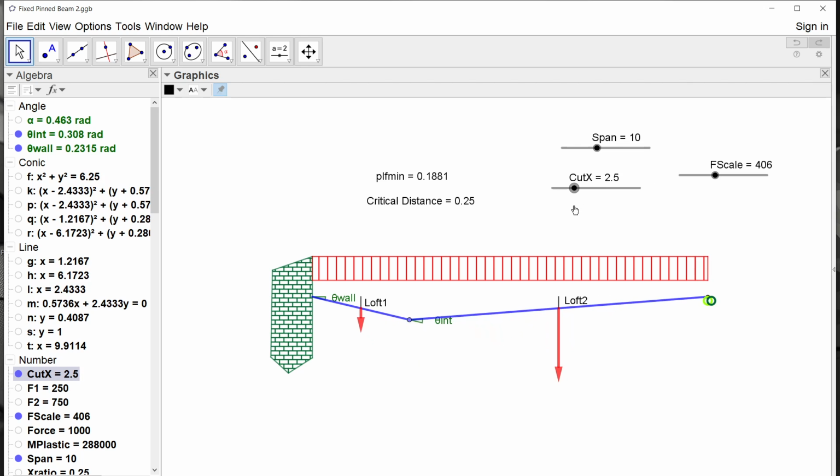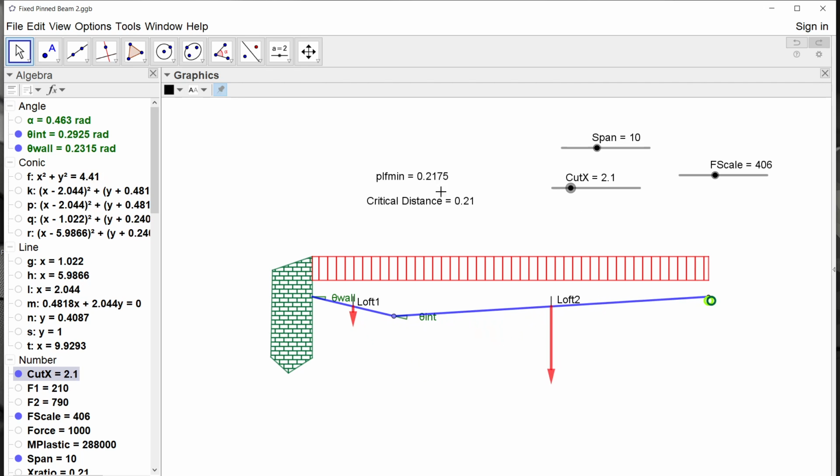But what I can do, and this is pretty amazing, I think, is say, well, the numbers don't really matter here. What I'm looking for is the minimum force per unit length. A force per unit length minimum.